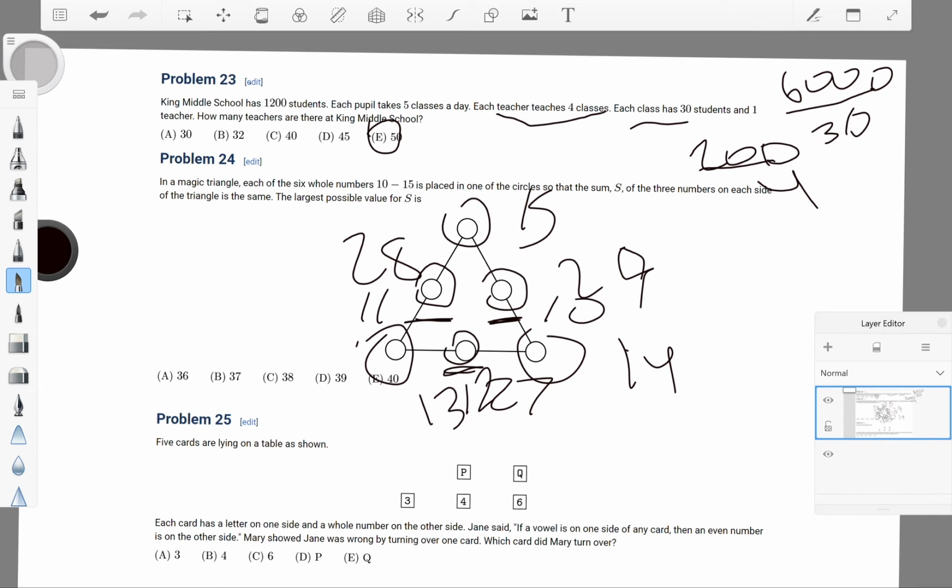Then we add them up to find the largest possible value for S, so of 3 numbers on each side. 29 plus 10 is 39. So let me get rid of all of this.